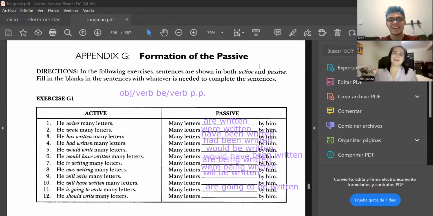However, today I'm going to explain to you a very, very cool use of passive voice. Not only for you to make these random exercises, where you have to complete the sentences by looking at an active voice sentence, but actually to avoid responsibility.